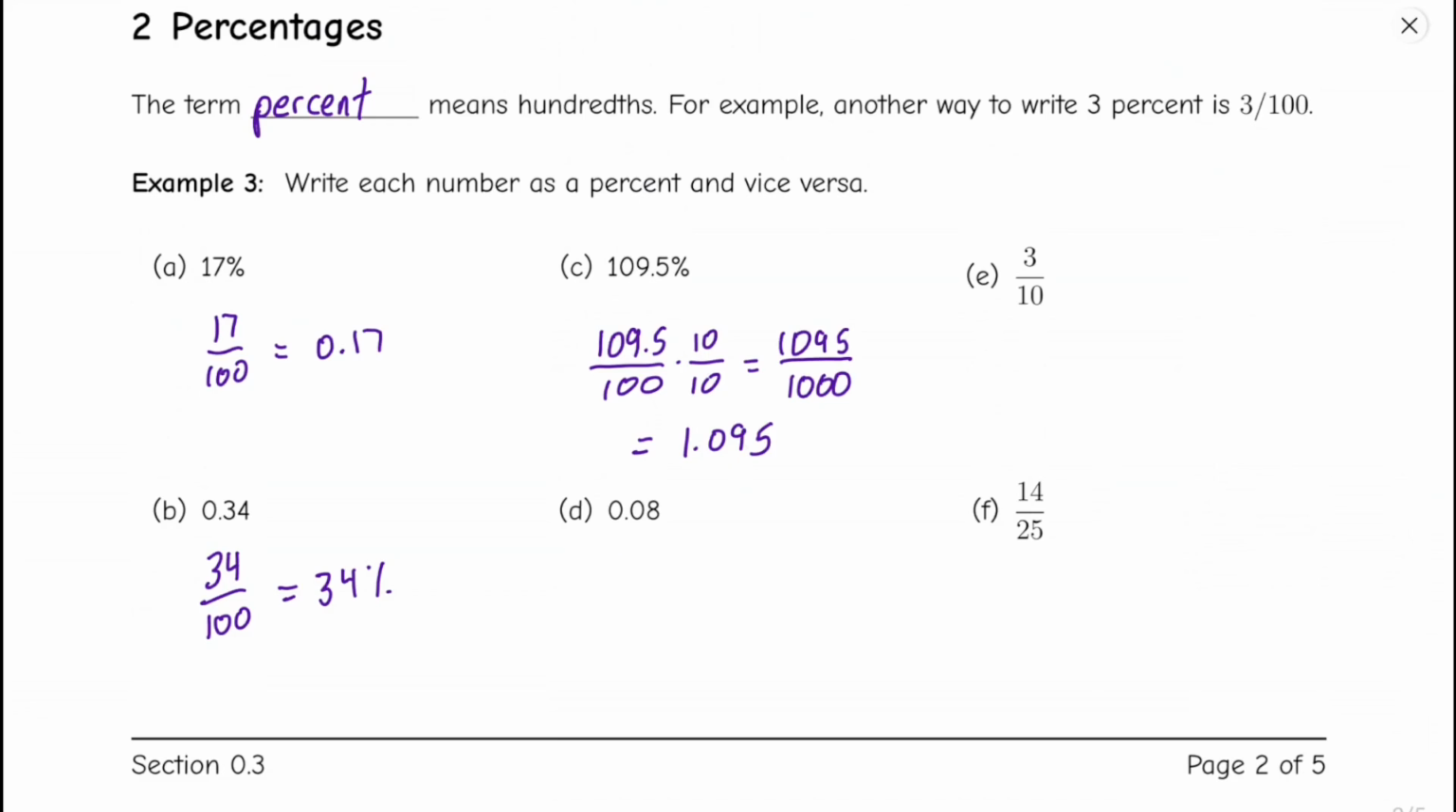0.08, well, that's 8 hundredths, so that will be 8%. 3/10, well, in order to get a percent, I need hundredths, so I'm going to multiply by 10 over 10. So we get 30 over 100, so this is 30%. Just like in part E, for part F we need 100 on the bottom, so I'm going to multiply by 4 over 4, and we get 56 over 100, or 56%.